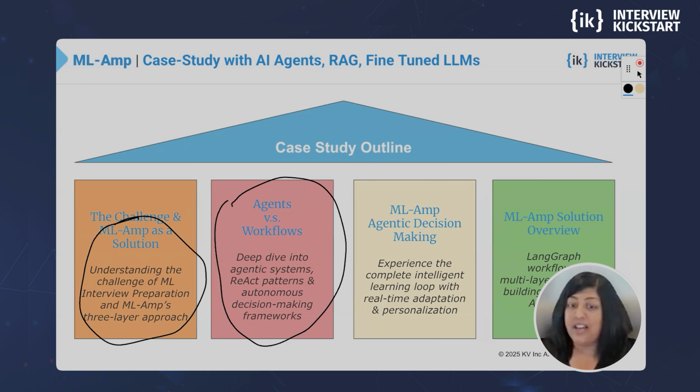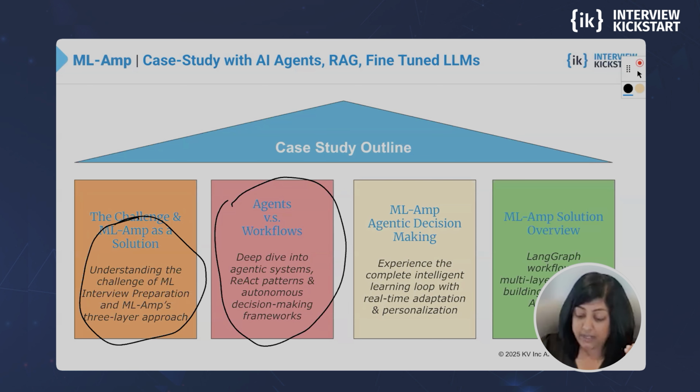So ML AMP uses an autonomous decision-making framework where all of these agents are working together autonomously, right? They use user context and the learner's performance history to make real-time decisions in terms of what is the next question that I need to serve to the user. What is their performance? How is this user doing? Are they ramping up on their skills? Are they ready to move on to the next skill level?